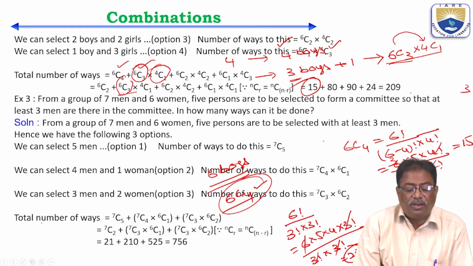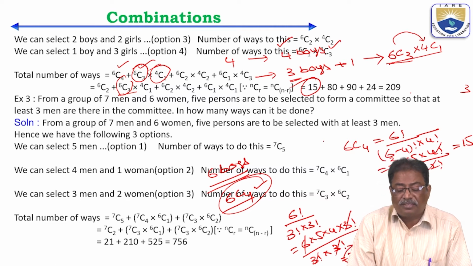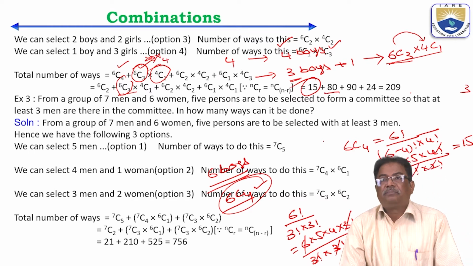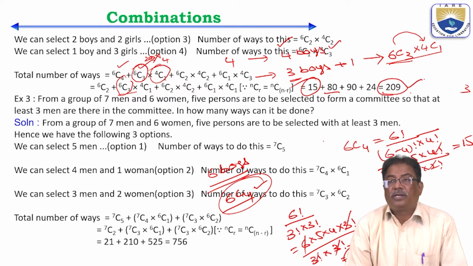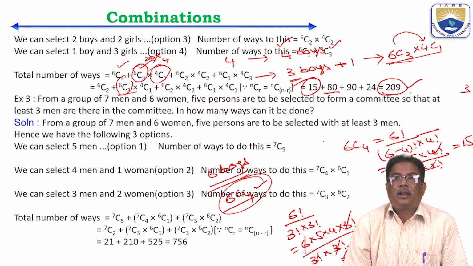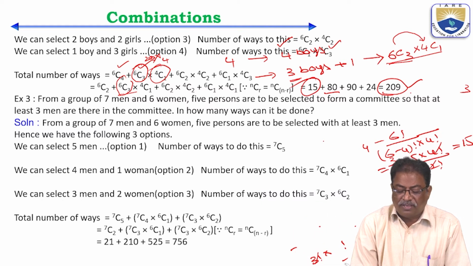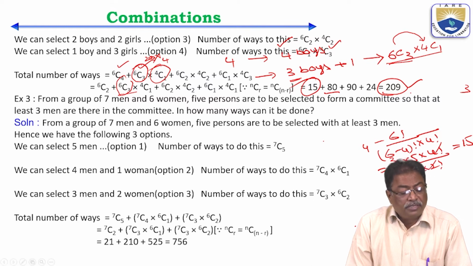4C1. So 4C1 is 4 factorial by 3 factorial into 1 factorial. It is nothing but 4. So I am going to get 20 into 4. So it is nothing but 80. Like that, if you perform, finally we are going to get the total number of ways that one should select a group consisting of at least one boy. Okay. Now let us go for the next one.